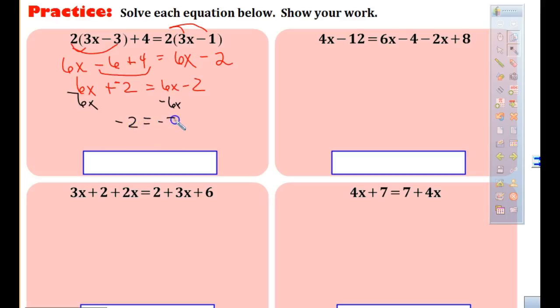And when I subtract 6x, I get the same number equal. -2 equals -2. Be really careful that you keep that negative with it, because if you said 2 equals -2, it would be no solution. But in this case, this is a true statement. So my value of x is going to be all real numbers.